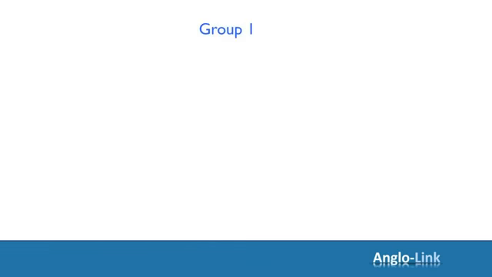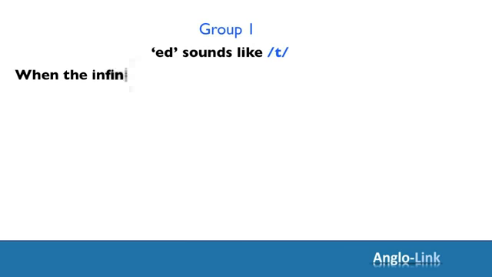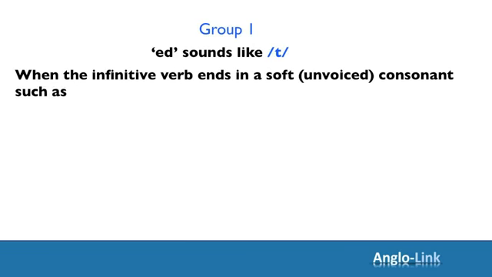Okay, let's look at group 1, when ed sounds like t. This happens when the infinitive verb ends in a soft or unvoiced consonant, such as s, sh, ch, k, p, f. Let's look at some examples. Miss, missed.